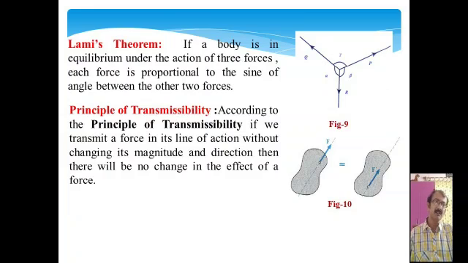So in figure 9, it is clear that a force is acting on a body, and that force is F, which is the line of action of the force. If the force is replaced anywhere on the line of action of the same body, and it is represented by F dash, where F equals F dash, then as per the principle of transmissibility, with no change in magnitude and direction, there will be no change in the effect of the force on the body.